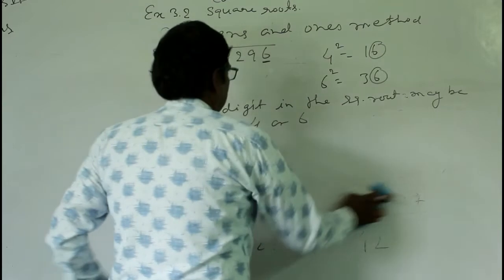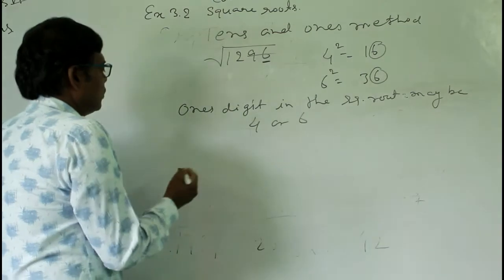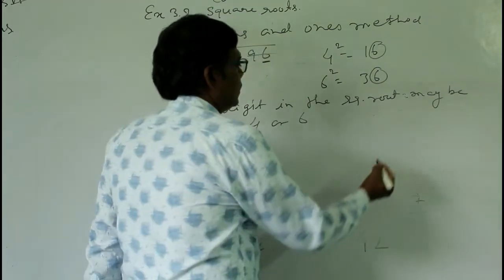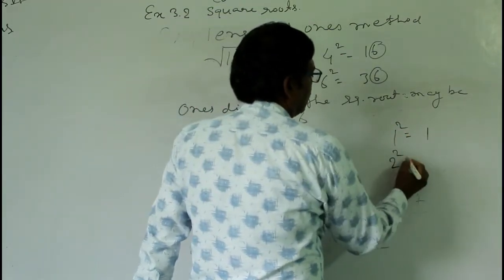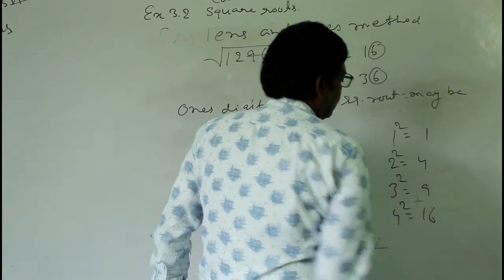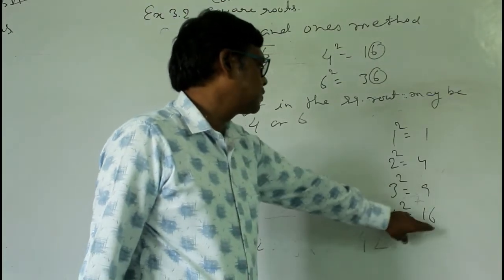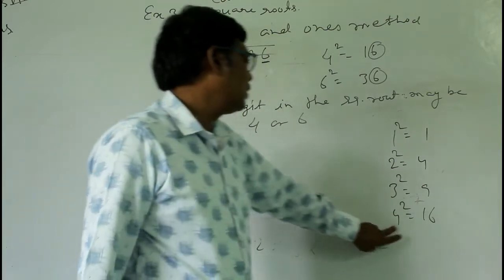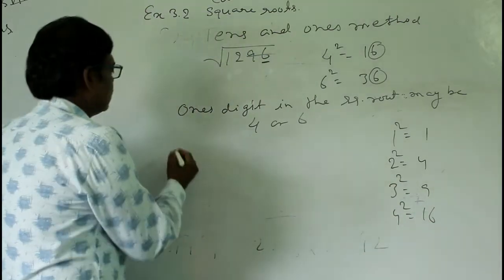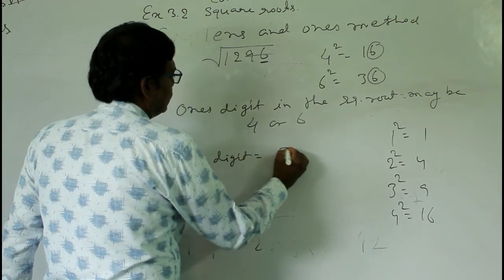Now strike these, now 2 digits are gone. Now you have 12. So now find out the square: 1 square equal to 1, 2 square equal to 4, 3 square equal to 9, and 4 square equal to 16. But here 4 square is equal to 16, which is bigger than 12. So we will not take 4 square, and we will take 3 square equal to 9. That is the tens digit. Tens digit is equal to 3.